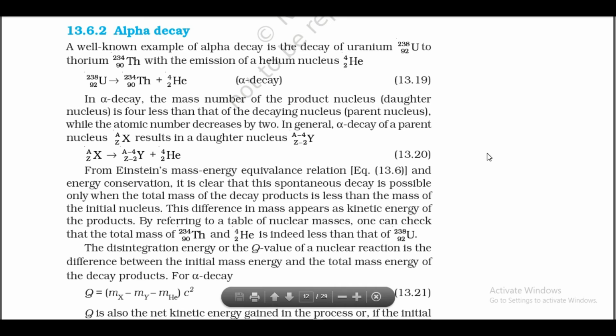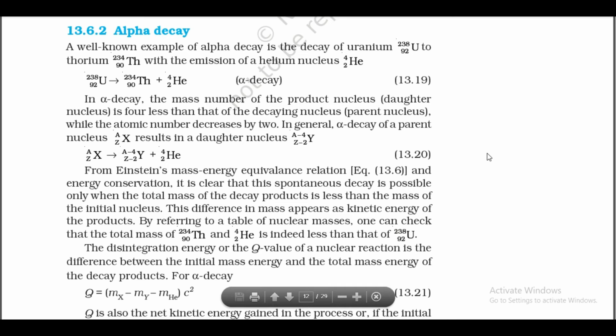In general, alpha decay of a parent nucleus ZXA results in a daughter nucleus Z-2 Y A-4: ZXA gives Z-2 Y A-4 plus 2He4. From Einstein's mass-energy equivalence relation, equation 13.6, and energy conservation, it is clear that this spontaneous decay is possible only when the total mass of the decay products is less than the mass of the initial nucleus. This difference in mass appears as kinetic energy of the products.